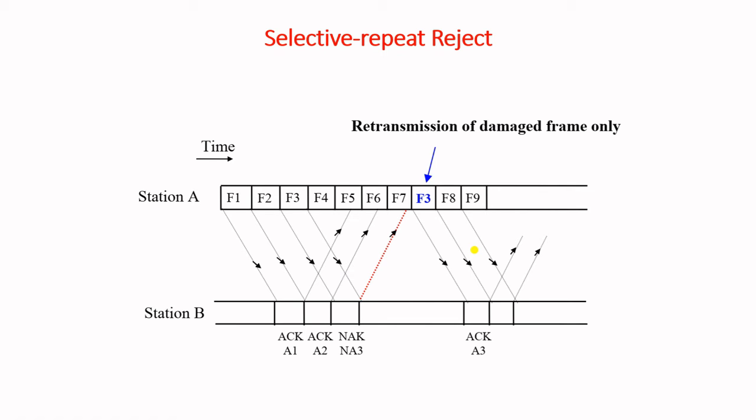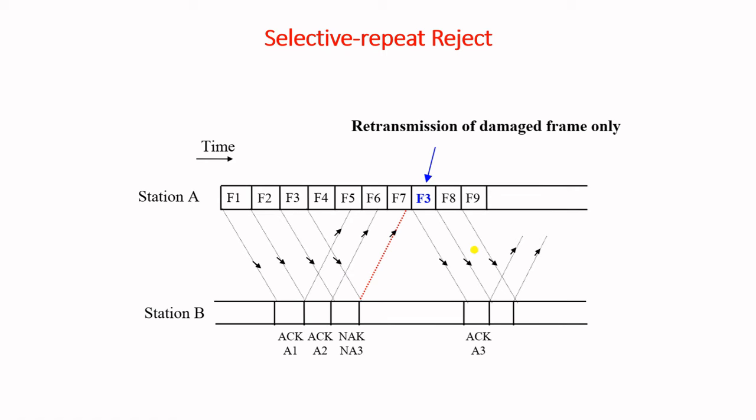But in the frame received by station B, that is frame 3, there was an error, and for this station B sends a negative acknowledgement to station A. But by that time, station A has already transmitted the frames F4, F5, F6, F7, and after that the negative acknowledgement for frame 3 is received by station A. At that time, station A came to know about the error in frame 3.